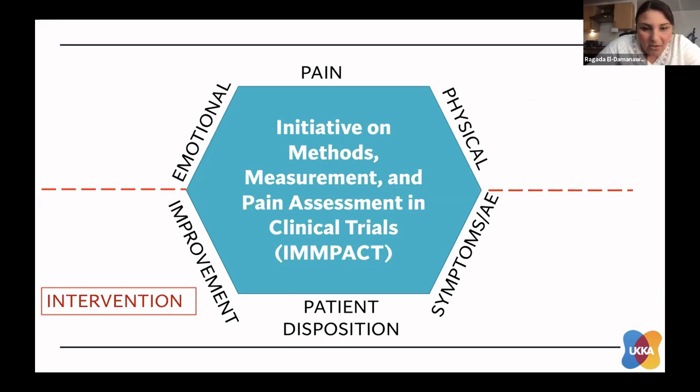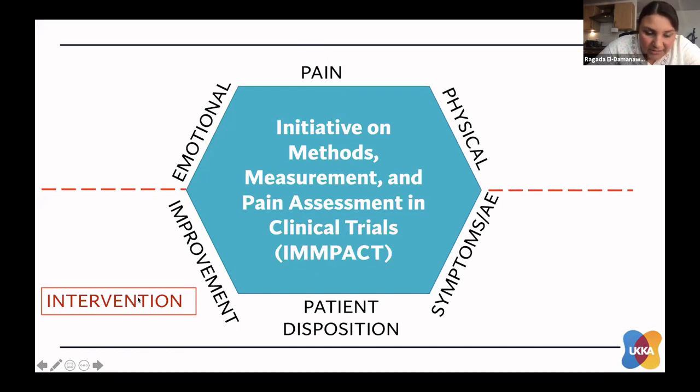Now, these are the IMPACT consensus domains. The IMPACT consensus group came up with a set of 6 domains which should be considered whenever you are considering an interventional or a pain trial, essentially. As you would expect, you should include a domain on pain and some of its characteristics, but also the emotional and physical impact of it, which makes sense.